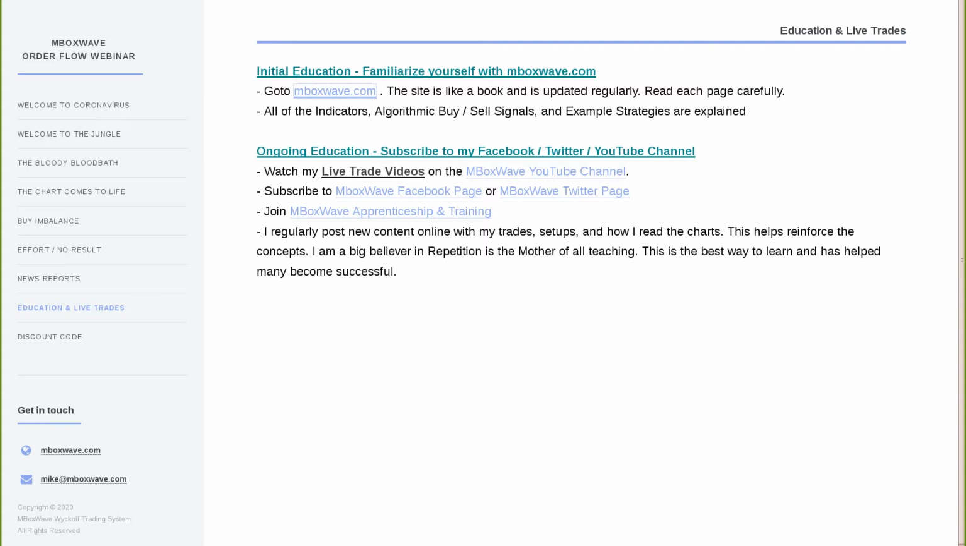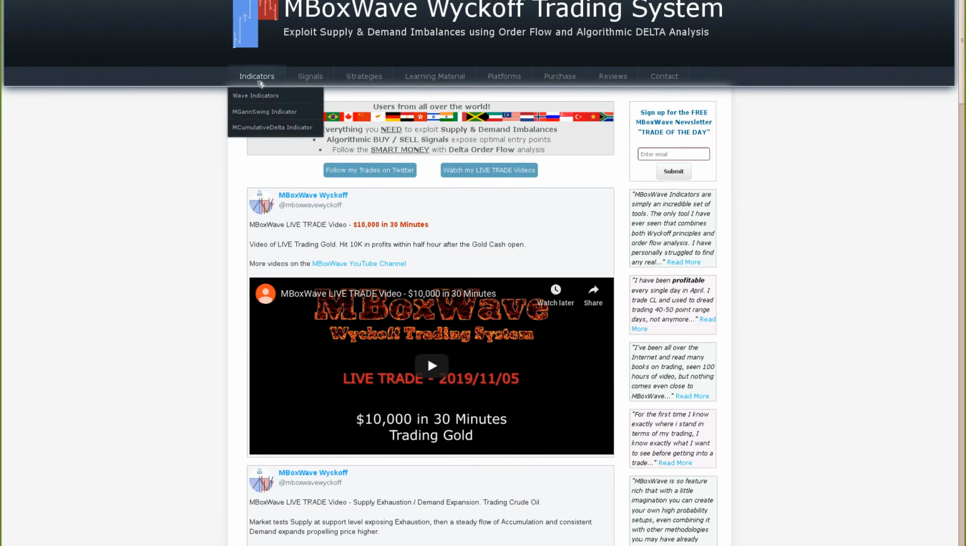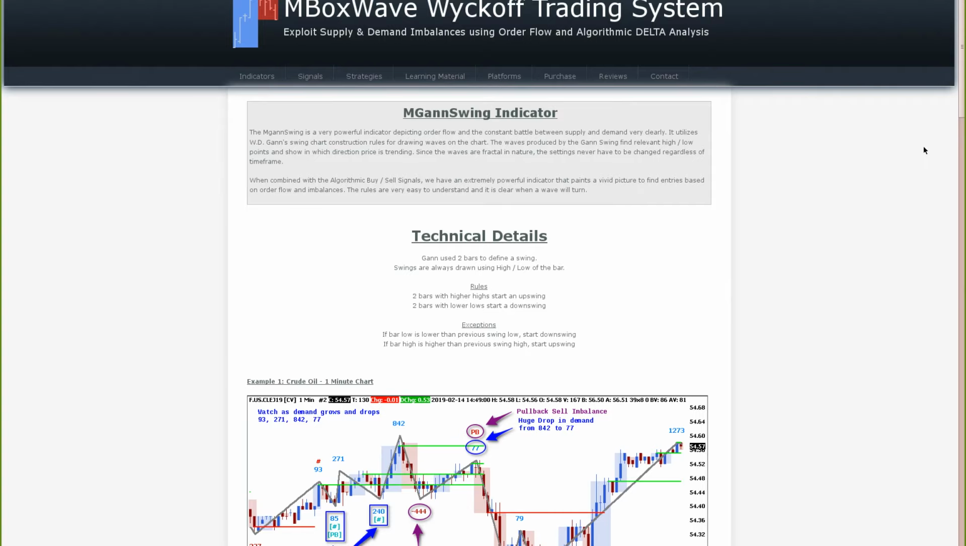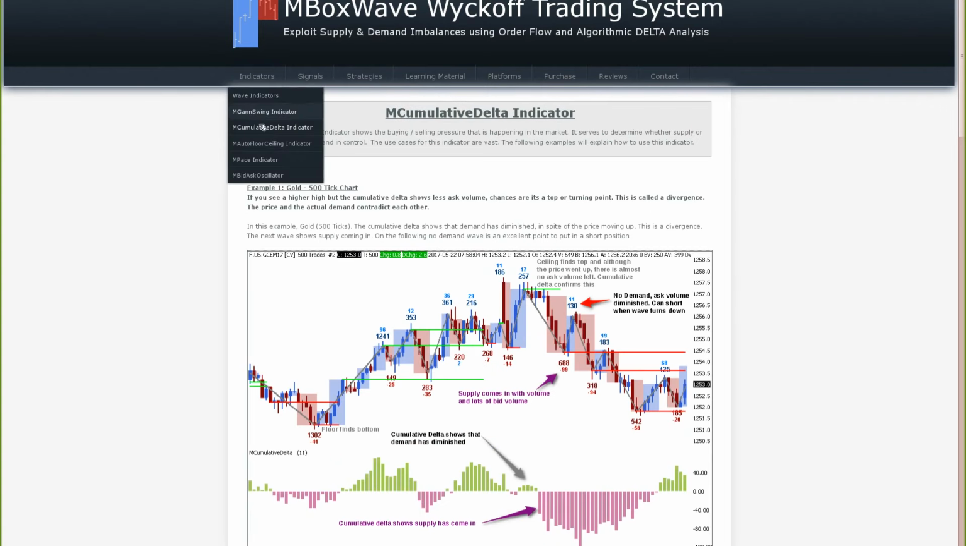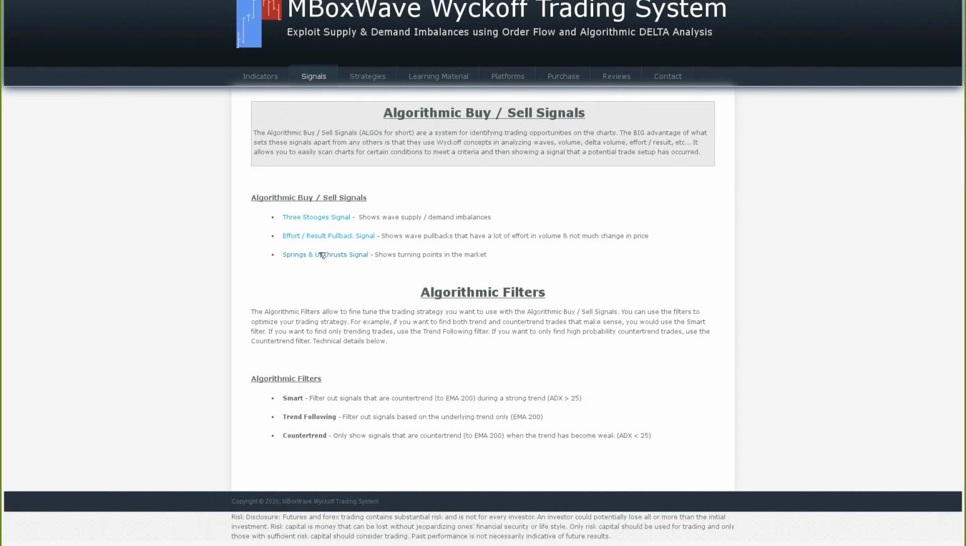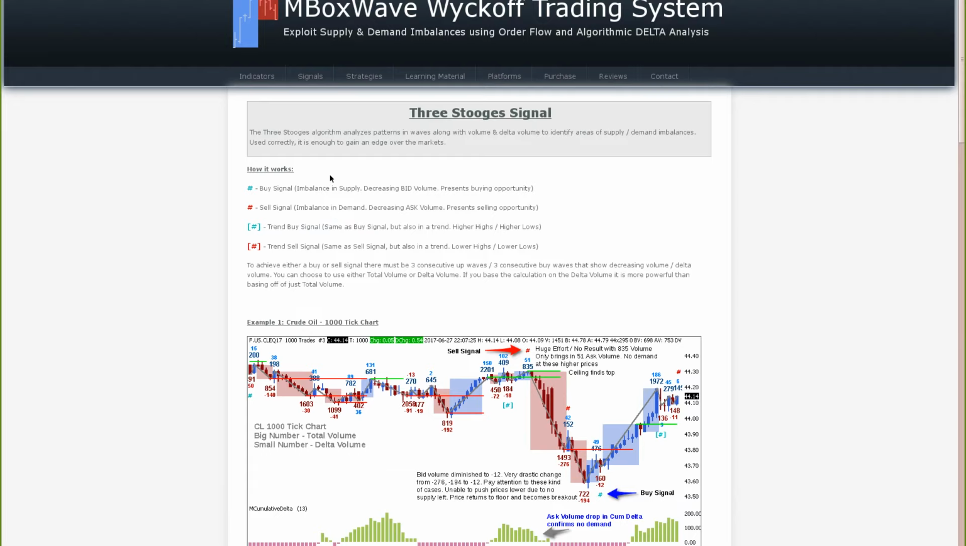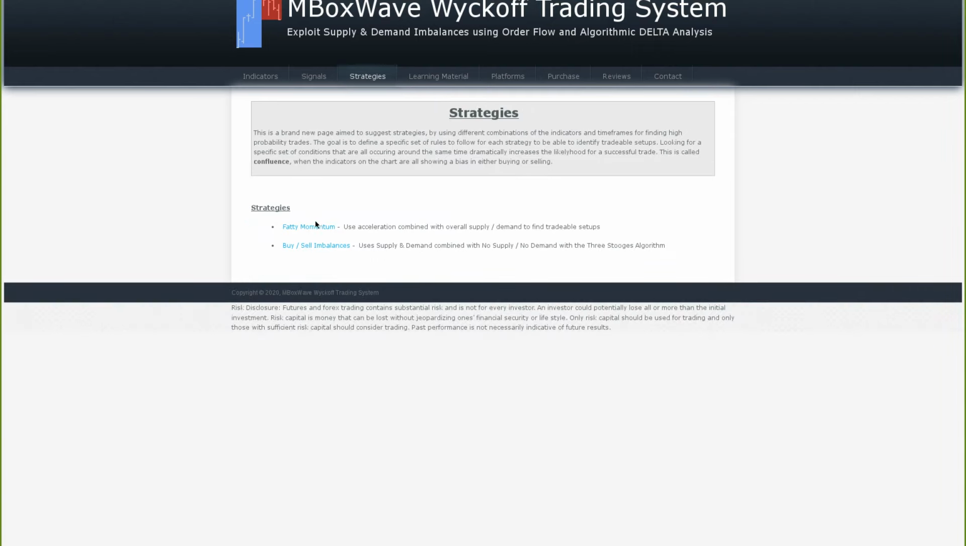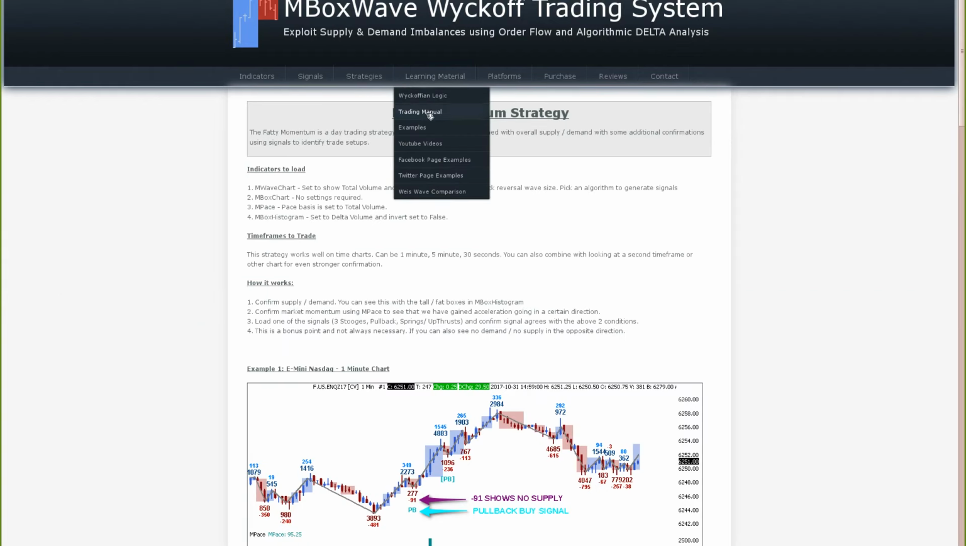All right, so a couple questions here. What kind of instruction is provided with the grandfather package? Well, let's look at the site, right? The site, there's a wealth of information. All the indicators are explained. Each individual indicator is explained. If you want to know how the Gann swing works, click on the Gann swing. It's got the technical details, how it works, and examples. If you want to know how the cumulative delta works, again, here's an explanation. If you want to know how the M-pace indicator works, we've got an explanation, right? If you want to know how the signals work, click on the signals, and each signal is explained. Okay, the Three Stooges signal is explained, how it works. All right, I've got sample strategies here. Most of the strategies are now on Twitter, but there's a couple here that I have. We've got learning material: YouTube videos, Facebook page, Twitter page.